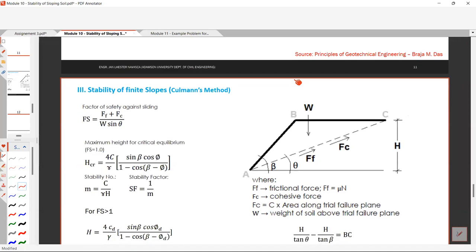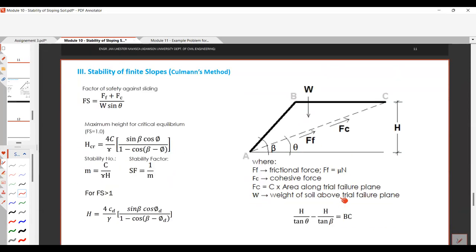Okay, then stability of finite slopes using the Culmann's method. So this one is basically meron ka ng restriction na H, hindi na siya infinite. Okay, so ganito ang itsura ng soil with finite slope. So dito meron kang horizontal at the top. So for example, ito ngayon mga cliff. Okay, meron mga loads pa dito sa taas. So this is an example of a finite slope.